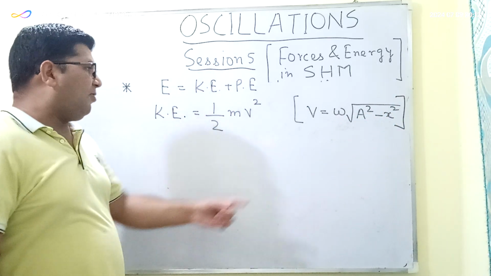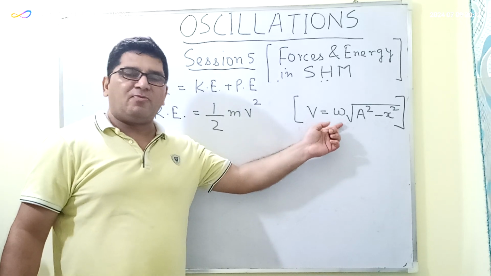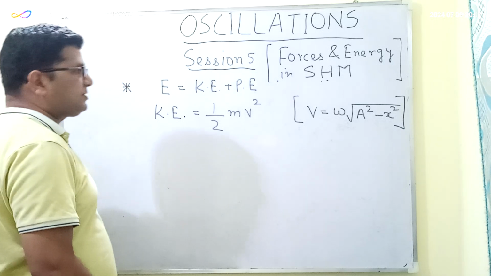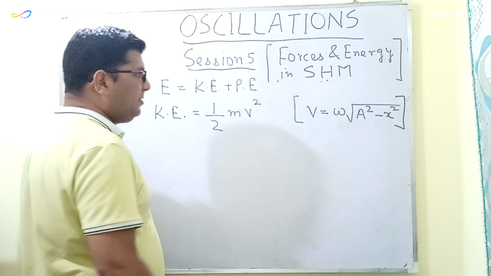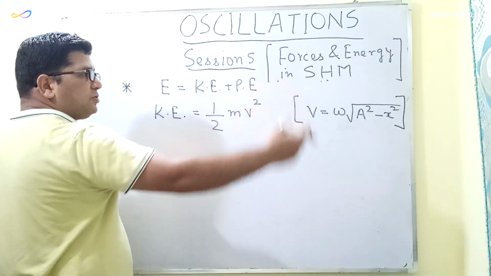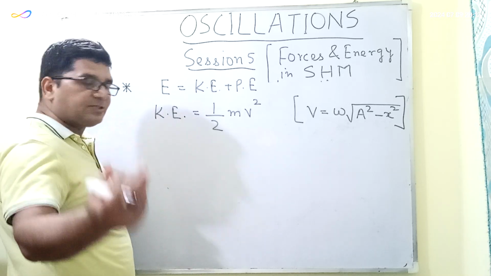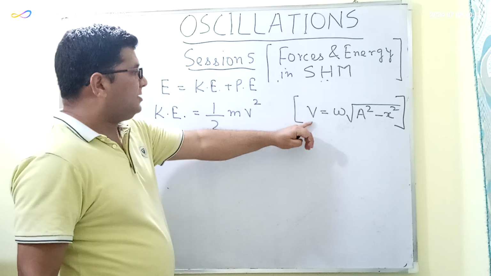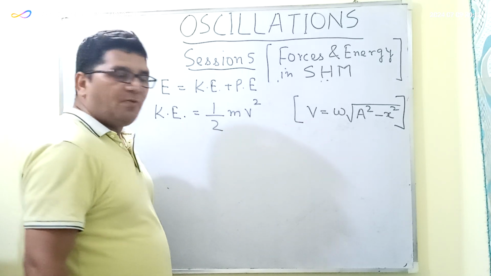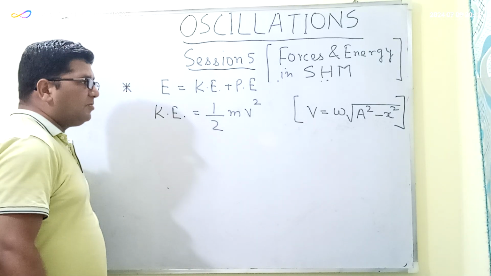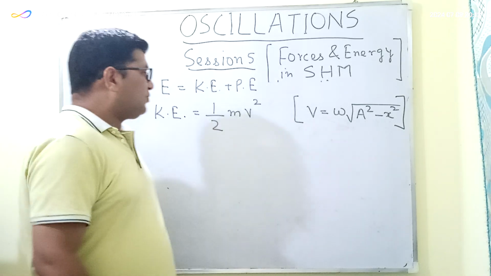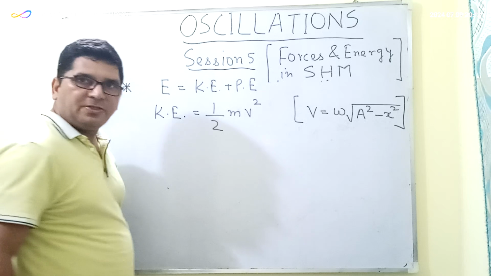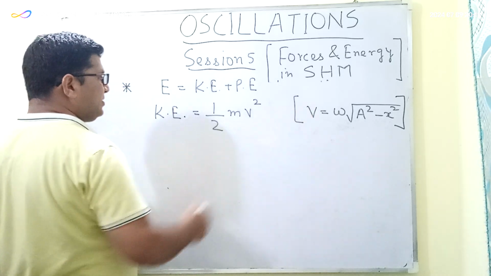I have already derived this equation in one of my sessions from this playlist of oscillations, I think that is session number 2, so you can just go through that session, and you can know how this velocity of a particle which is executing the simple harmonic motion is derived. So v is equal to omega under root a square minus x square, where a is the amplitude of the simple harmonic motion and x is the displacement.